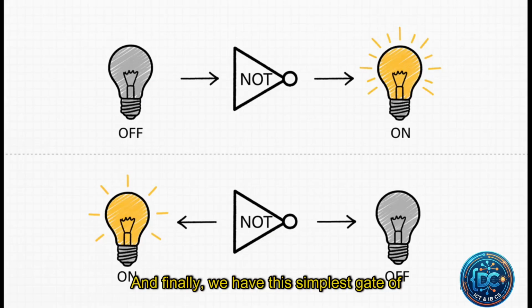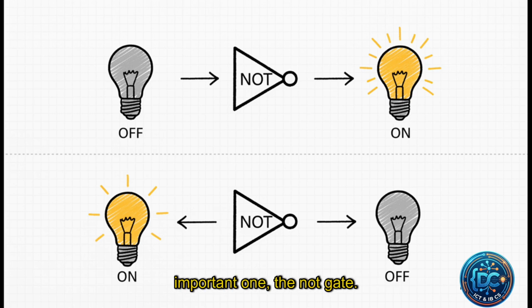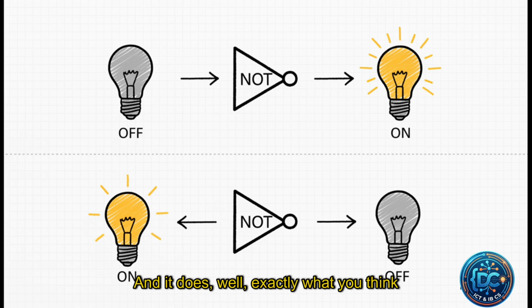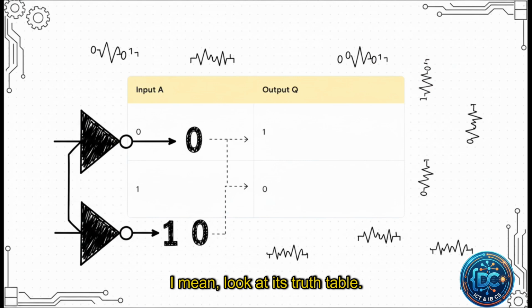And finally, we have the simplest gate of them all, but you could argue it's the most important one, the NOT gate. People also call it an inverter. And it does, well, exactly what you think it does. It just takes a single input and flips it to its opposite. I mean, look at its truth table. It couldn't be simpler. If you put in a 0, you get out a 1. If you put in a 1, you get out a 0. That's the whole show.